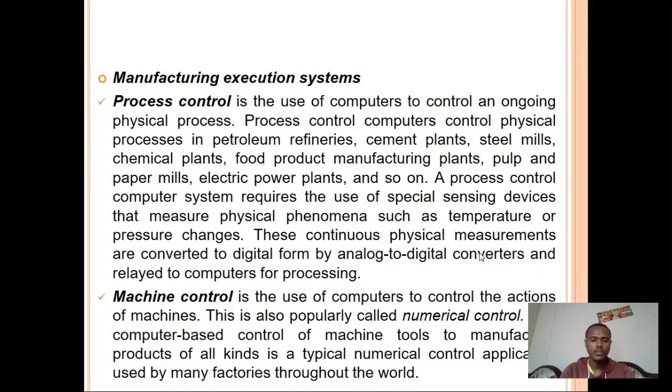Machine control is the usage of computers to control the action of machines. It is also known as numerical control. The computer-based control of machine tools to manufacture products of all kinds is a typical numerical control application used by manufacturers throughout the world.